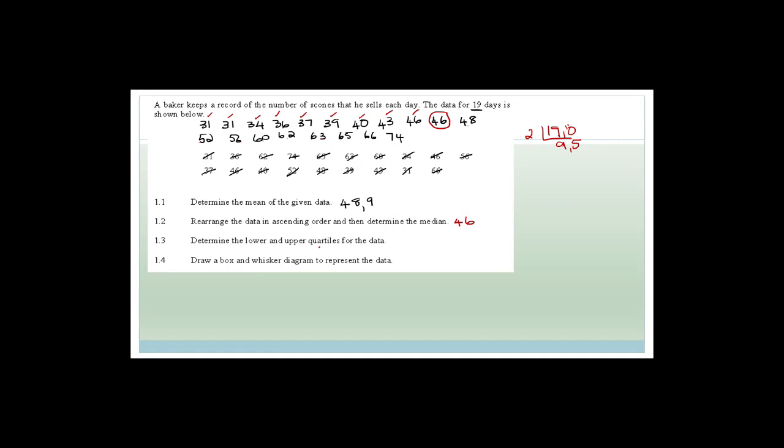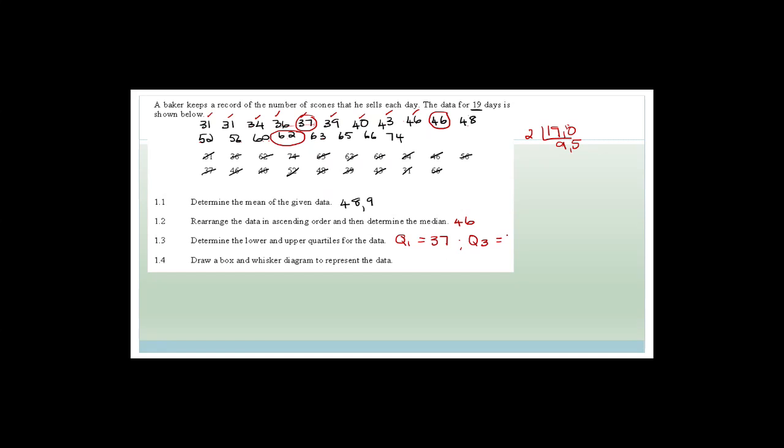Now it says determine the lower and upper quartiles of the data. Okay, so now we're looking at this data here. So it's 1, 2, 3, 4, 5, 6, 7, 8, 9. And we want the number in the middle, which is going to be the fifth number. So it's 1, 2, 3, 4, 5. That's 37. So do you agree that Q1 is equal to 37, the lower quartile? Okay. And then Q3 is going to be the upper quartile, and it is also going to be equidistant from the median. So it's going to be 1, 2, 3, 4, 5, 62.